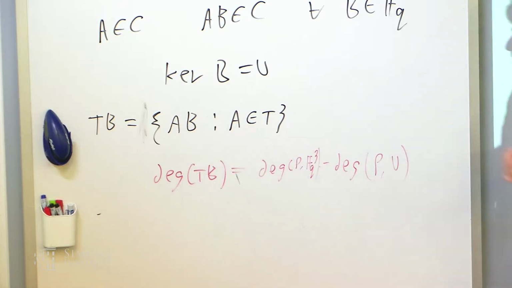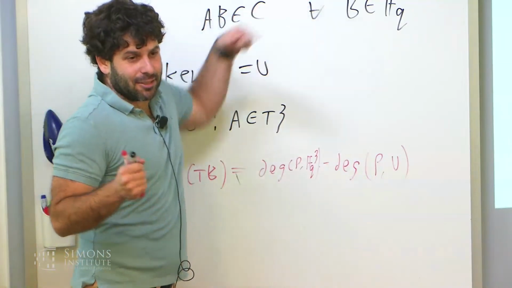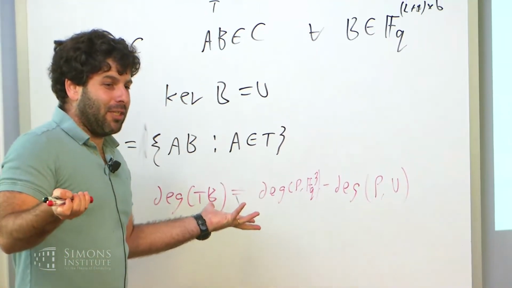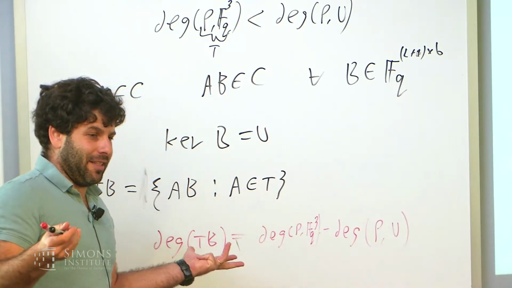Okay, so the thing is that this type, its degree is exactly going to be this degree minus this degree. This is what happens when you mod out by u. Yeah. Right, I'm having, pun intended, a type error.